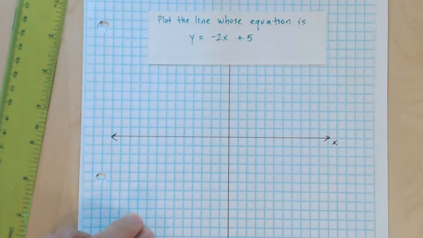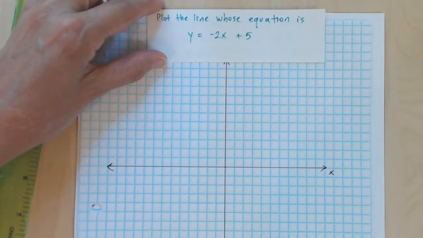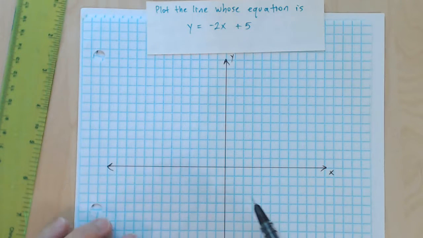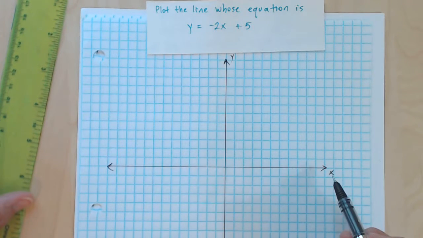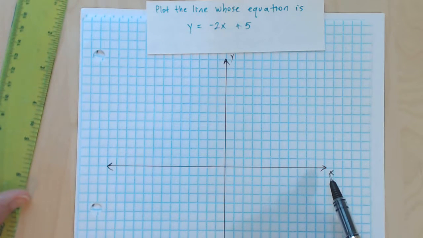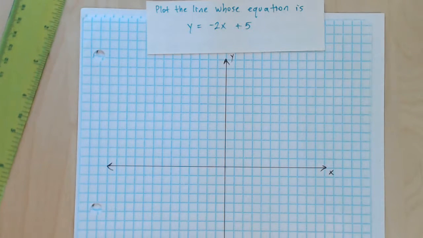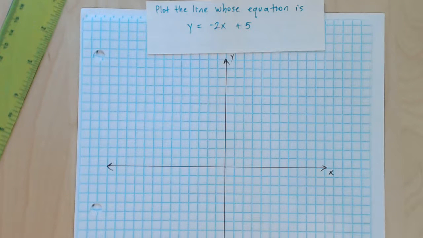Let's say we're asked to plot a line and we're given its equation. In this case we're given the equation y equals negative 2x plus 5, which we should recognize is the slope-intercept form of the equation for this line. To graph this, we'll start out by making sure that we've used a straight edge to draw the axes, the x-axis and the y-axis, and also making sure that we've put arrows at each end to signify that these are number lines that continue on to infinity in both directions.